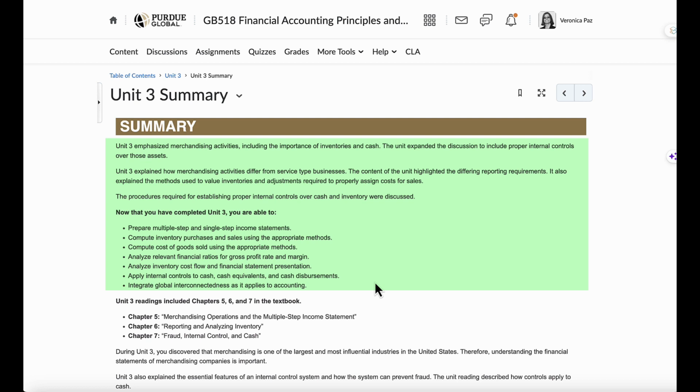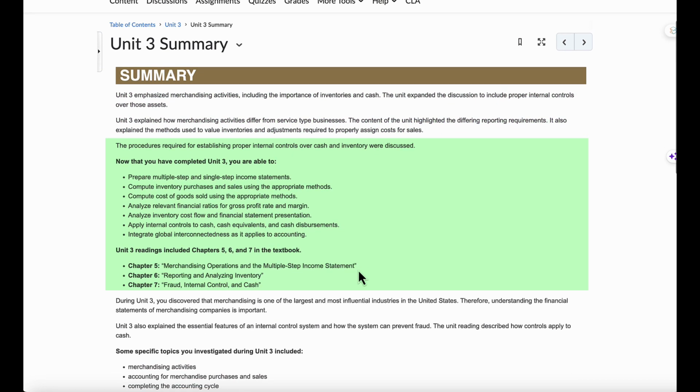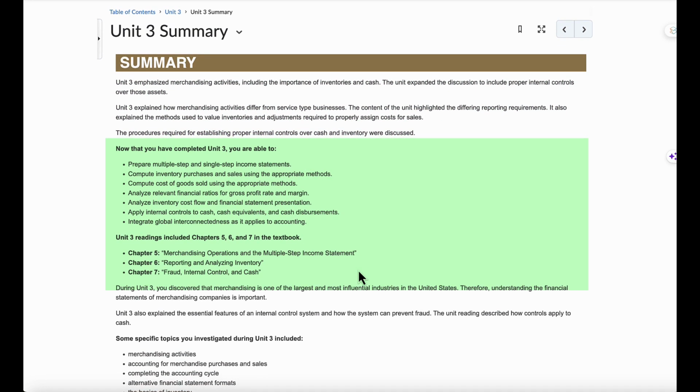So now that you've completed Unit 3, hopefully you have some experience in completing the multi-step and single-step income statements, know how to compute inventory purchases using the appropriate methods, compute cost of goods sold, also understand several financial ratios such as gross profit rate and margin, inventory cost flows, and how we present inventory in the financial statements, and applying internal controls to cash and cash disbursements. And additionally, understand the global interconnectedness and how that applies to accounting.